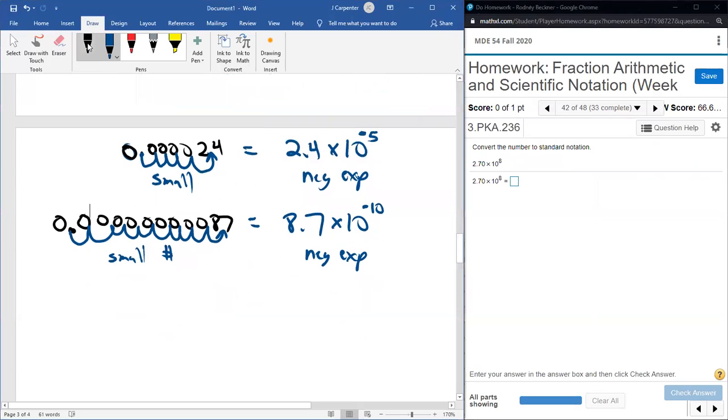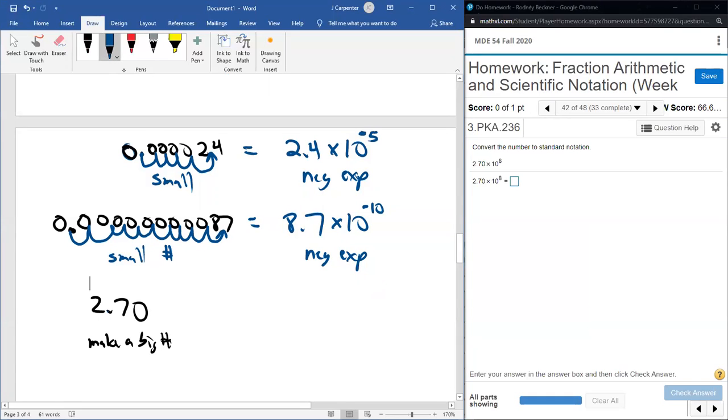I designed this to make sure they go back and forth. So we got 2.70 times 10 to the 8th. So I'm just going to write the 2.70 part. Now we're trying to make a regular old number, so no more times 10 with an exponent. So now we got to look at the exponent and say that's a positive exponent. So a positive exponent means we should be making a big number. If that was a negative 8, we'd want to make a small number.